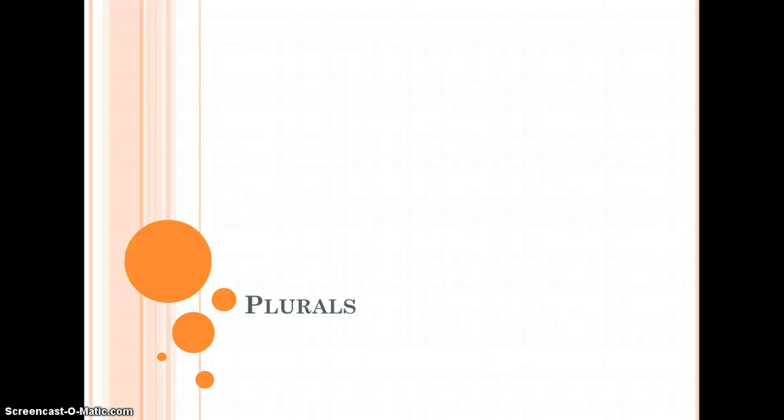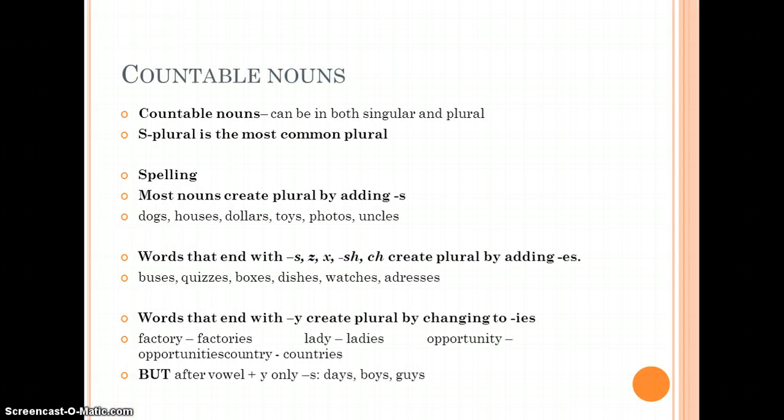Welcome to this lecture about how to create plurals in English. This will be in both Swedish and English. Countable nouns can be in both singular and plural, and s is the most common plural. You create plural by adding s, as in dogs, houses, and dollars.